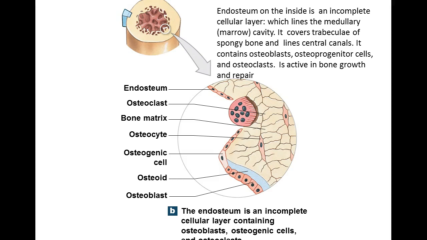Endosteum will cover the entire trabecula of spongy bone, so those projections of spongy bone. And inside the medullary cavity, or the central canals, what you have are the builder cells, osteoblasts, the stem cells, osteoprogenitor cells, and then osteoclasts. So that you have everything, one-stop shopping for everything the bone needs to put down more bone and also to erode the bone.